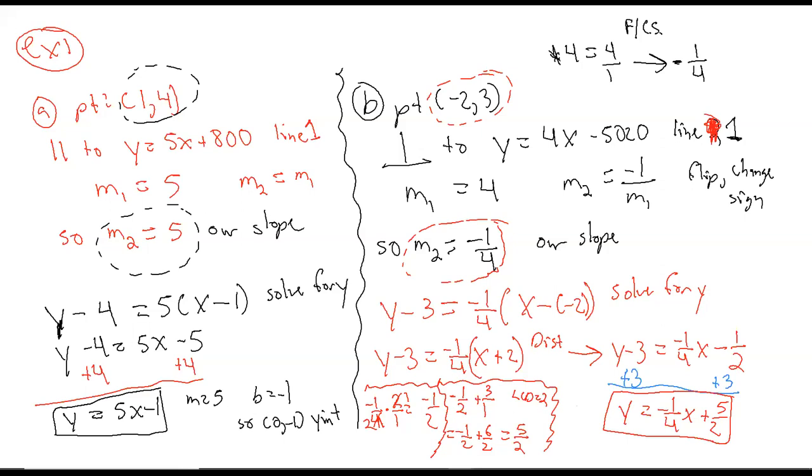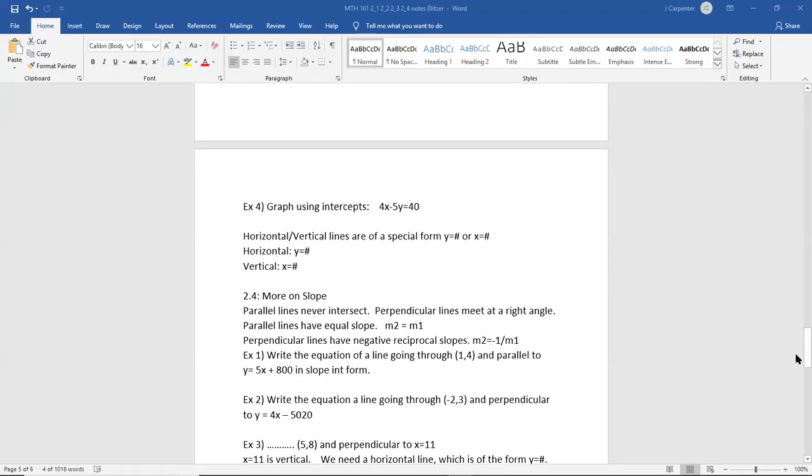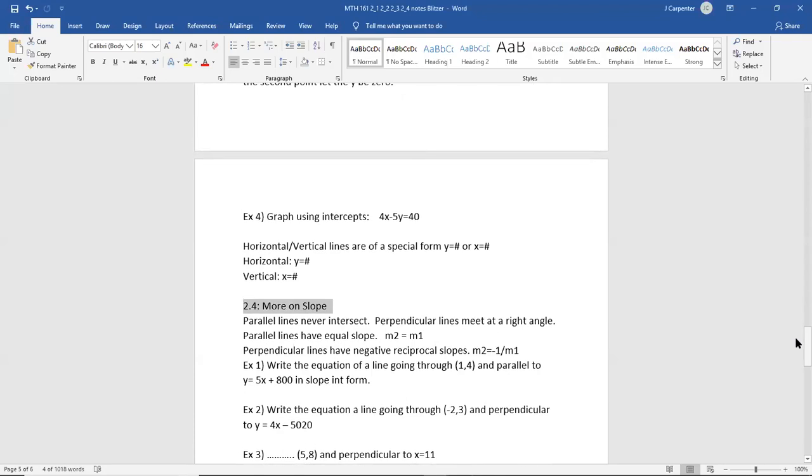All right, so this is how we can build an equation of a line based off of another line, based off of a parallel or perpendicular line. Let's go back. Oh, that's right, I had an example 3. I almost forgot. Example 3 means write the equation of a line going through, this time our point is 5, 8, and we're going to be perpendicular to x equals 11.